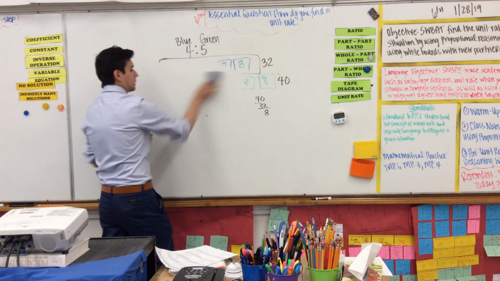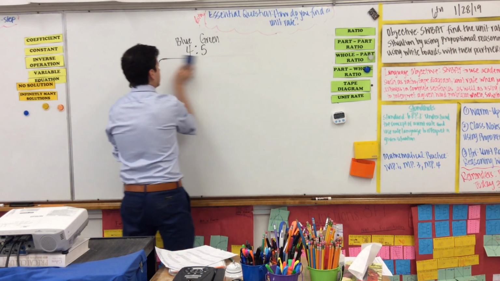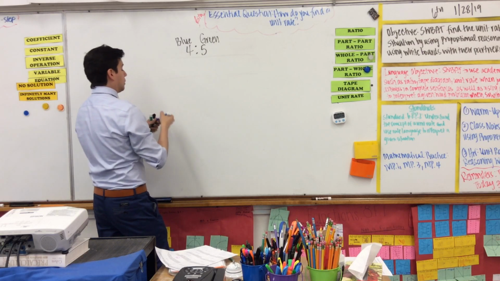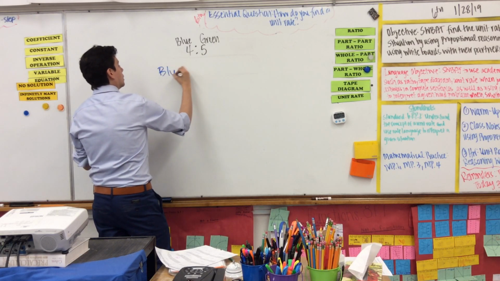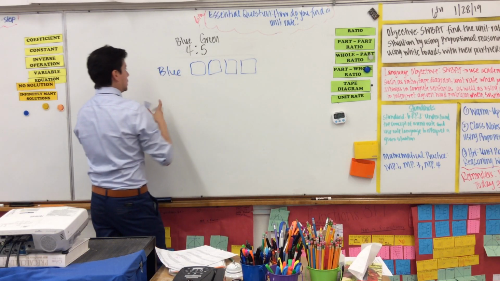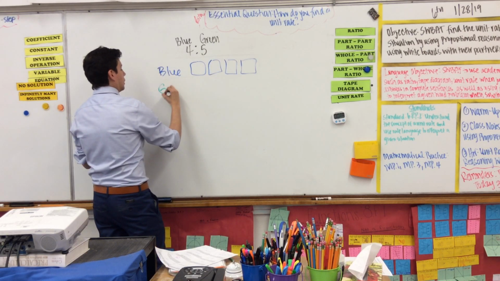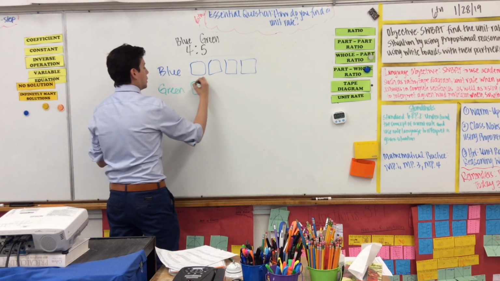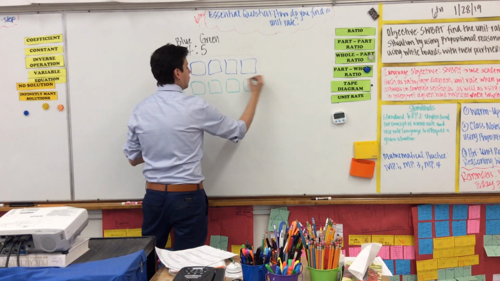Let me just erase this. Bad idea being lazy. There's another part to this problem. So I have blue, 1, 2, 3, 4. And then I have green. Part C to the problem. 1, 2, 3, 4, 5.